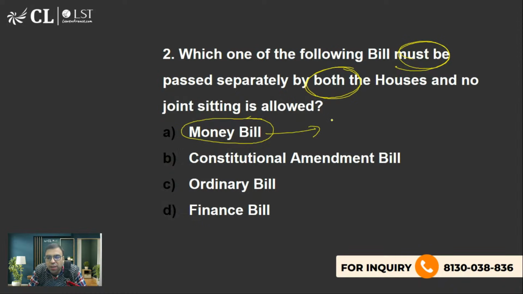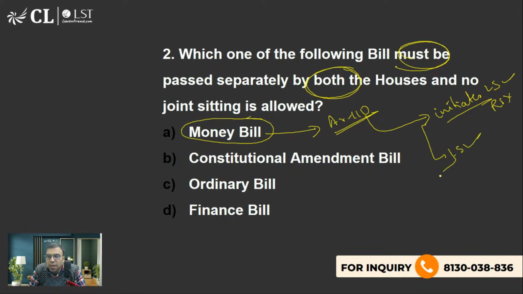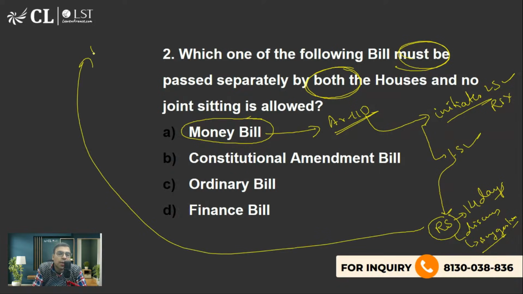Money bill is related to Article 110. Whatever things are mentioned in 110 define a money bill. It initiates in Lok Sabha only, not in Rajya Sabha. It requires only passing from Lok Sabha. It goes to the Rajya Sabha. Rajya Sabha can at max discuss for 14 days. Discussion can be done and only advice or suggestions can be given. Rajya Sabha cannot block it. So after 14 days, it is considered automatically passed.